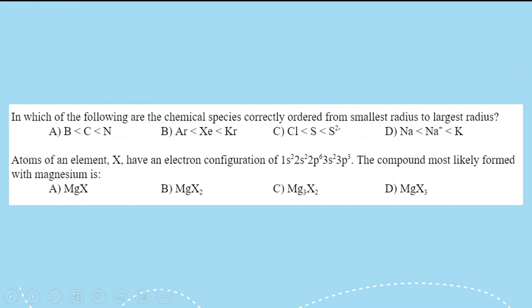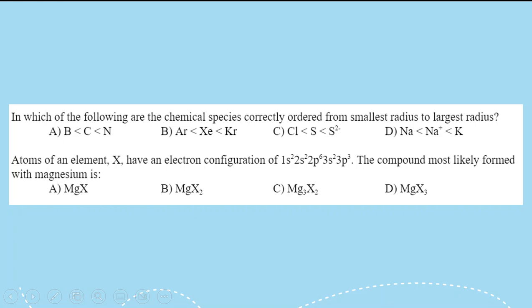Okay. Which of the following are chemical species correctly ordered from the smallest radius to the largest radius? Smallest radius to the largest radius. Alright, so looks like the first one is boron, carbon, nitrogen. That's in the same row. So what do we look at in terms of row? What's the rule?